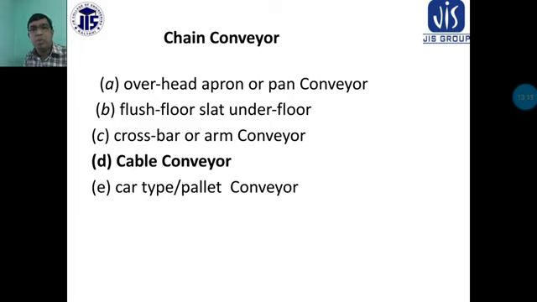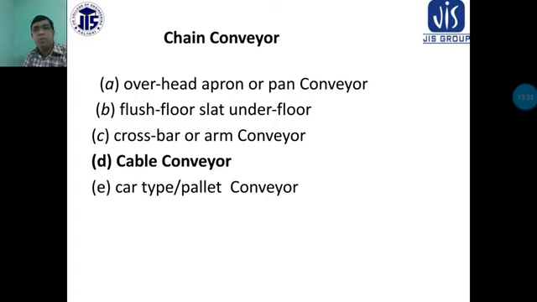Overhead apron or pan conveyor is here, like the plus floor slot under floats will be considered, and the crossbar or arm conveyors, cable conveyor. And also the car type or pallet conveyors are considered under the chain conveyor. You can see the overhead apron or pan conveyors are given, where different pans are used.